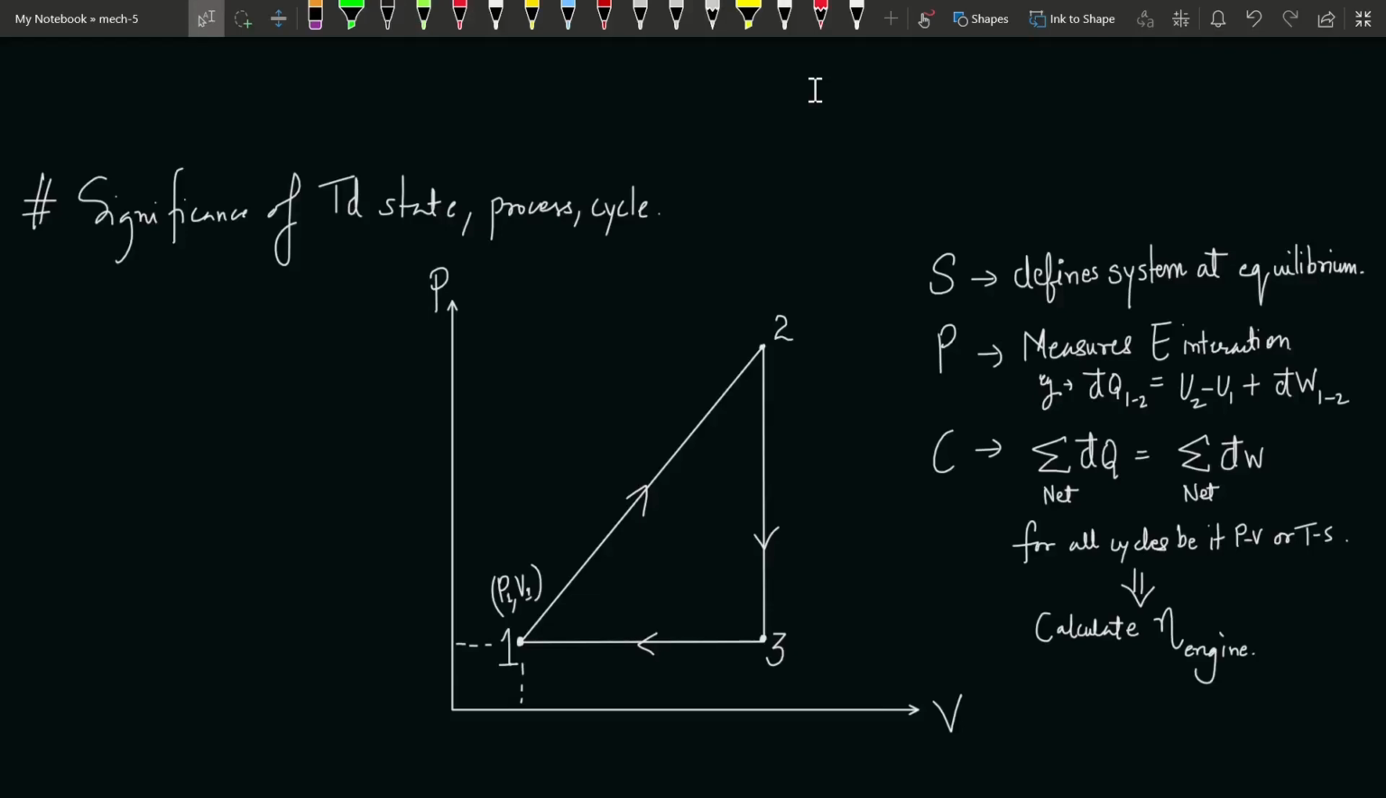There is an important question: what is the thermodynamic state, process, and cycle, and what are their significances? So let me first tell you what is a state. As you can see, there are three states: 1, 2, and 3. How do we define a state?